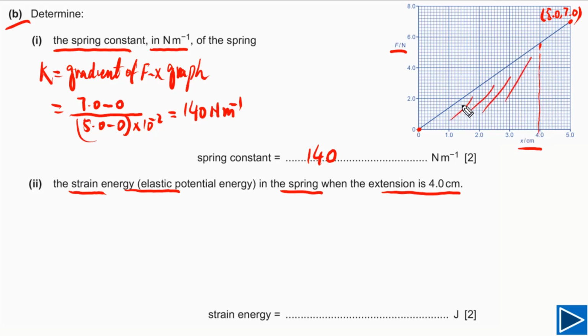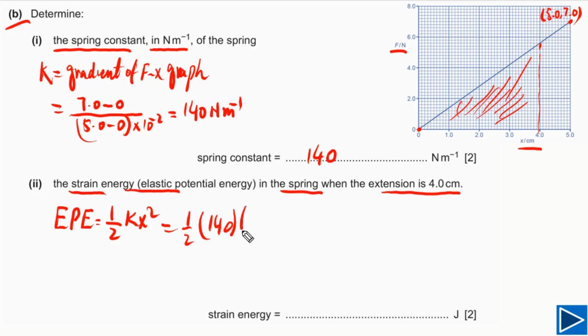For this one, we simply need to find this area, or we can use the formula. Let me use the formula. You can also check with the area later by yourself. Elastic potential energy in this case is 1/2 kx squared. We have the value of k we have just calculated: 140 newtons per meter, and the extension is given, 4 centimeters. So we have to convert into meters. Now if we take the square of that, we can find the value of EPE, the strain energy, and in this case that is equal to 0.11 joules.